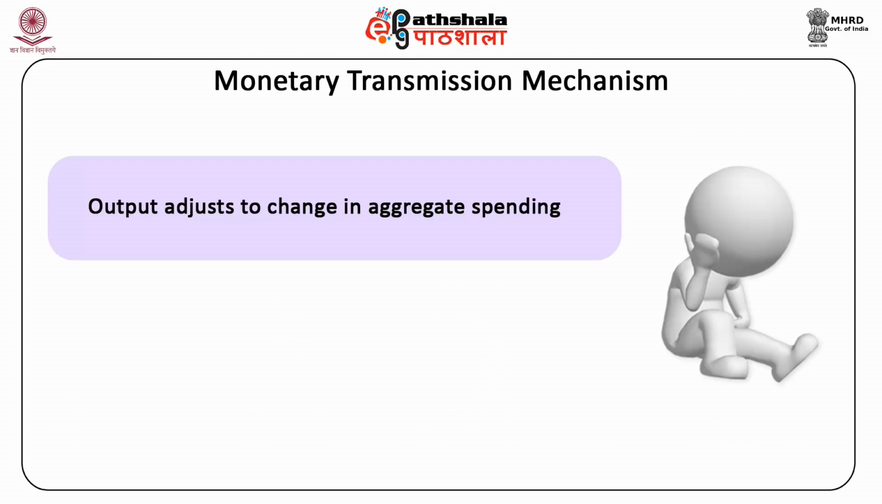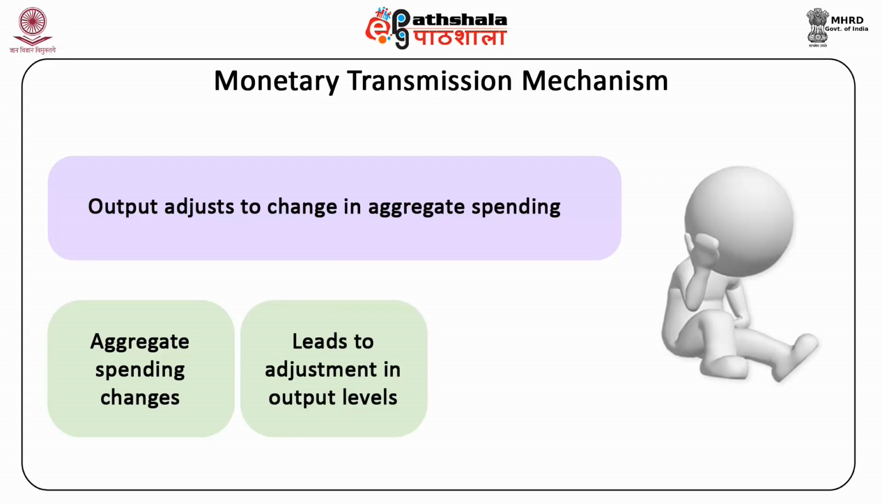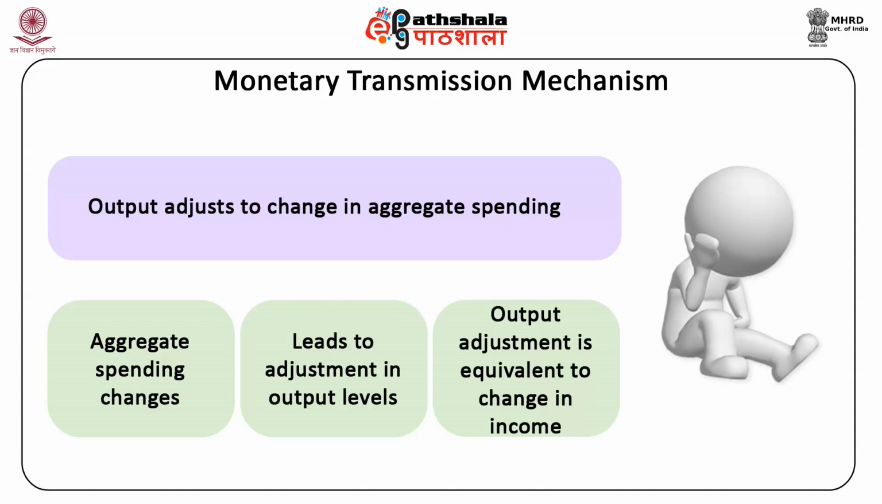Finally, output adjusts to the changes in aggregate spending. As aggregate spending changes, it leads to adjustment in the output levels being produced in the economy. Output adjustment is equivalent to change in income.